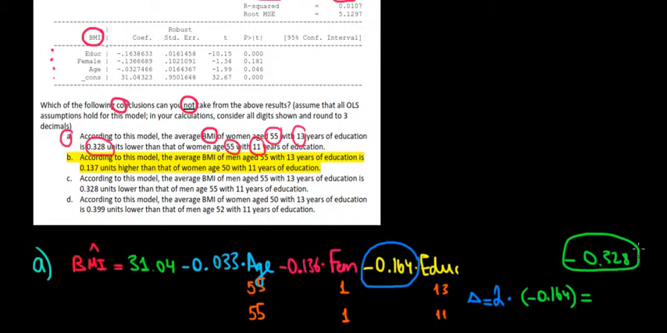So the BMI of the first person, the woman who is 55 years old with 13 years of education, is 0.328 units lower than the next woman, who is 55 years old with 11 years of education. That's what the data tells us. That's the result on average. They tell us that this is the average result. So yes, this is true. We can take this conclusion.